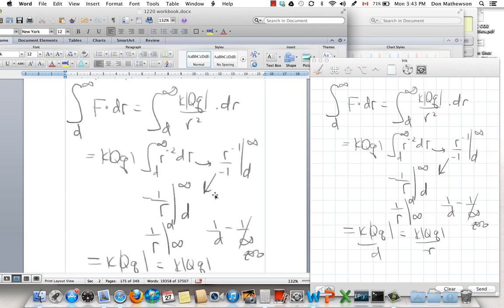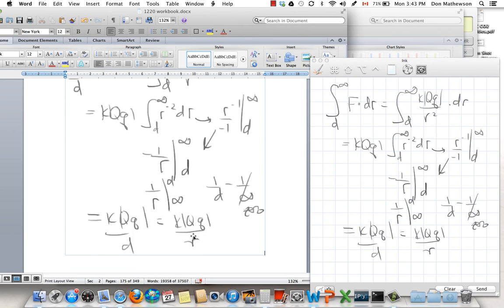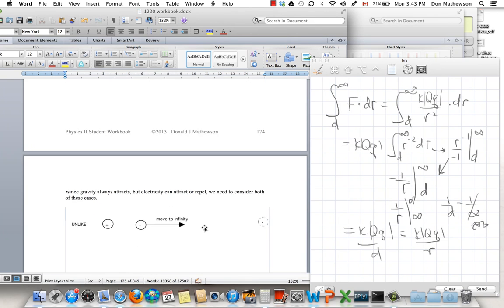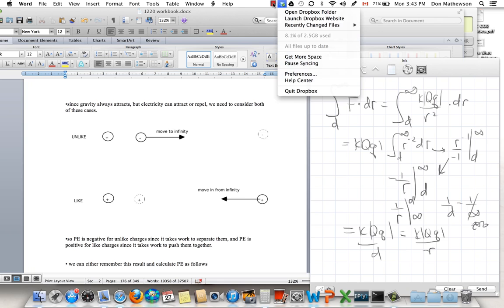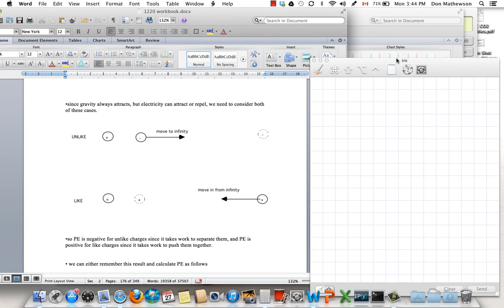So there's our integral, and we see that the amount of work done in this case in separating those two charges is a positive number, kqq over r. Now, if we do work and move this charge out to infinity, we know that at infinity there's no potential energy. So if we've done work and ended up with 0, our initial energy must have been negative. So for unlike charges, you have to have a negative potential energy.